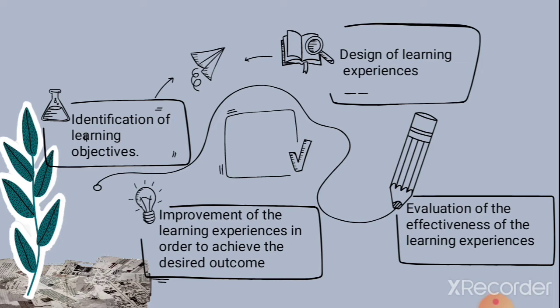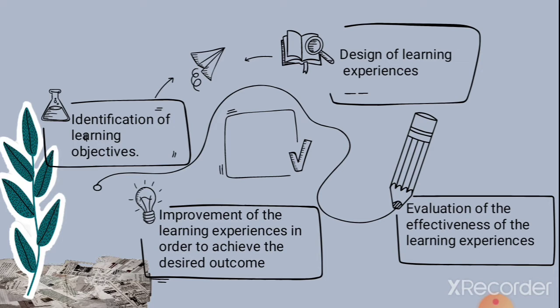In this phase, the effectiveness of set or designed learning experiences will be evaluated using observation devices or rubrics such as checklists, rating scales, anecdotal records, behavioral self-reports, instruments, questionnaires, and so on. And lastly is the improvement of the learning experiences in order to achieve the desired outcome.